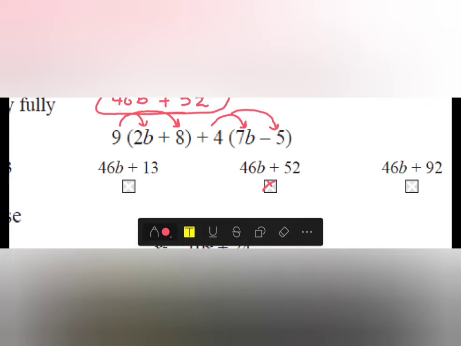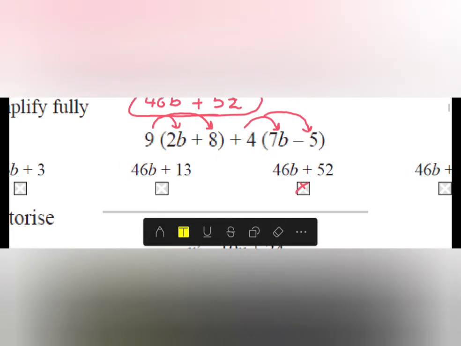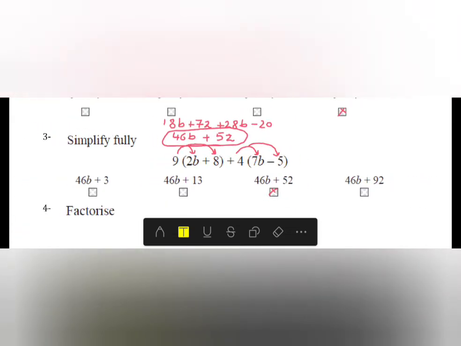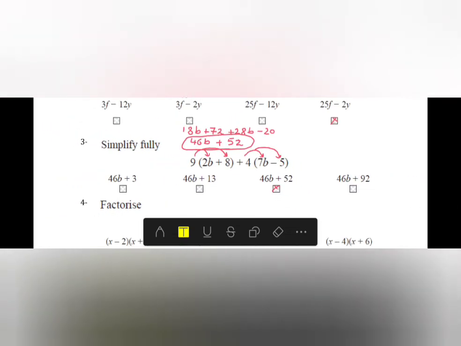Very good. Now, in simplifying, you have to focus on the like terms. If you have like terms, you can simplify the question or the answer, the expression. And if you don't have like terms, you can't simplify them anymore.